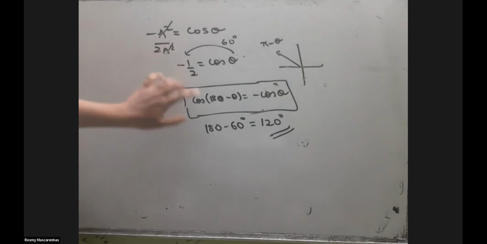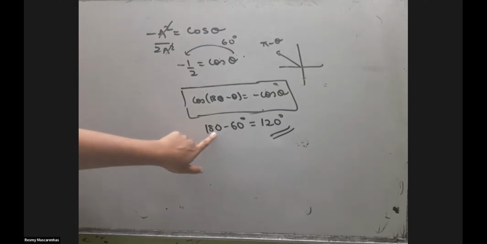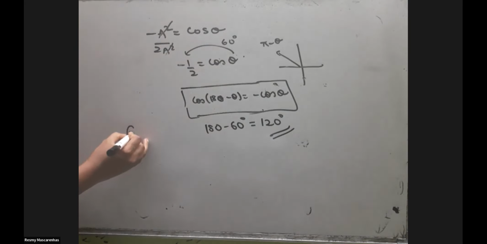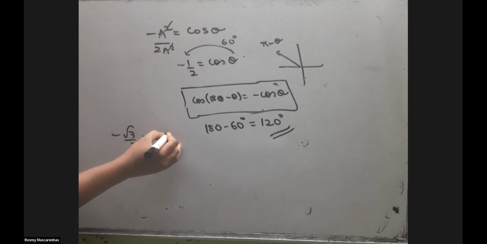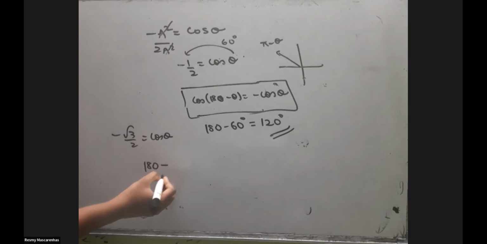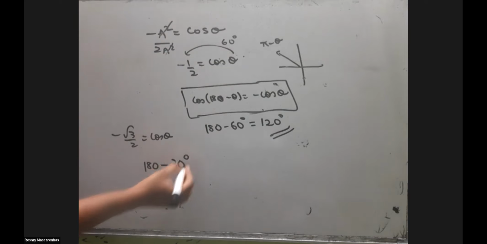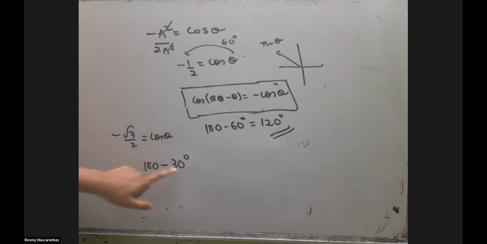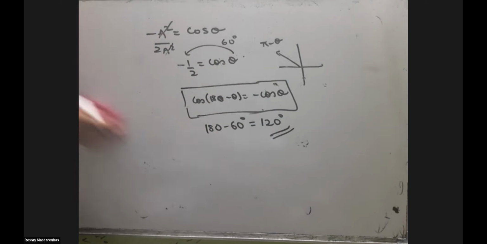But whenever you have negative, always minus that angle from 180 degrees. If this was minus root 3 by 2, then answer would have been 180 minus 30 degrees. Because cos 30 is root 3 by 2, and because of this minus, you have to do 180 minus 30. The angle will be 120 degree.